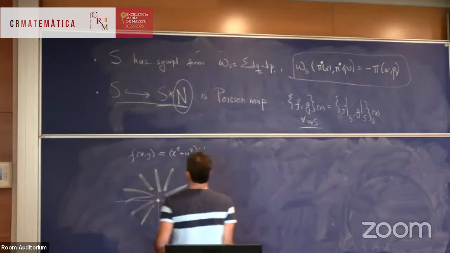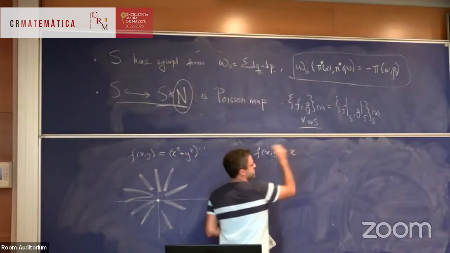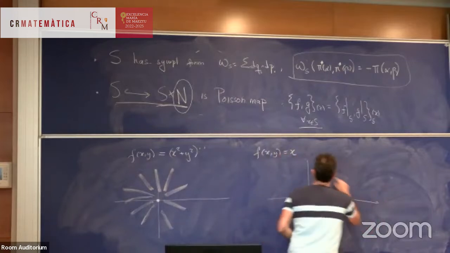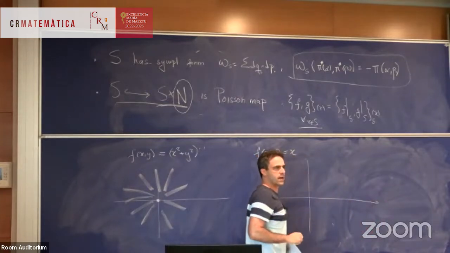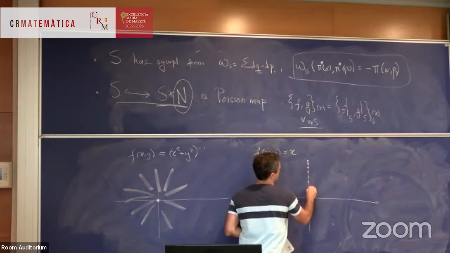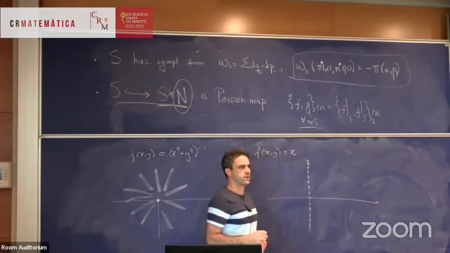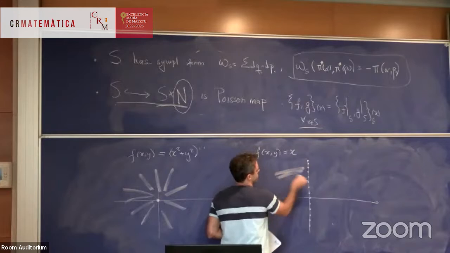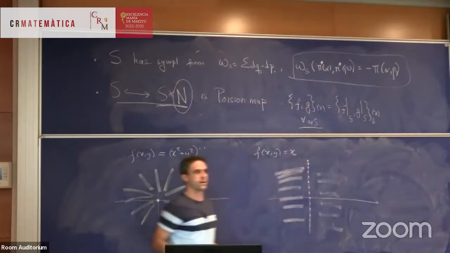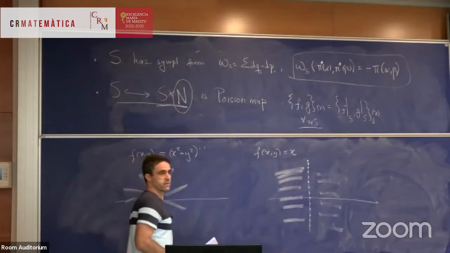Of course, you could take f of x, y to be x. Then in this case, the y-axis will be a collection of zero-dimensional leaves, right? So you have zero-dimensional leaves everywhere here. Every point here is a zero-dimensional leaf. And you have two other symplectic leaves on this side and on this side. Is that clear enough? Good.